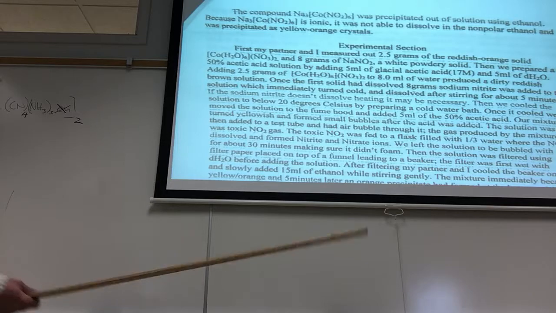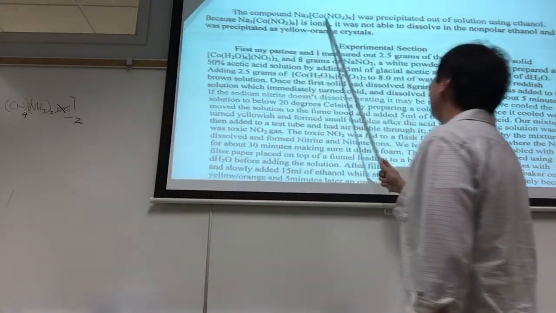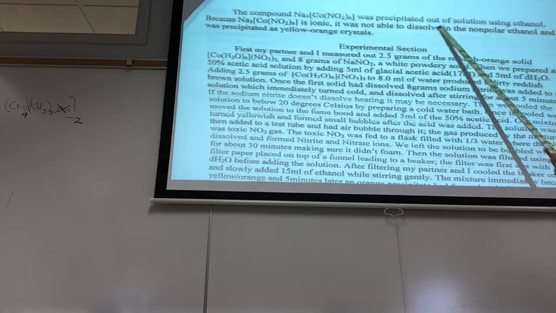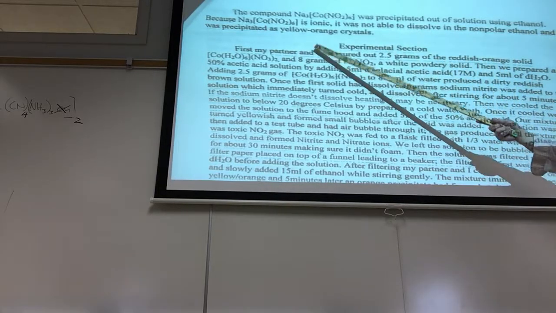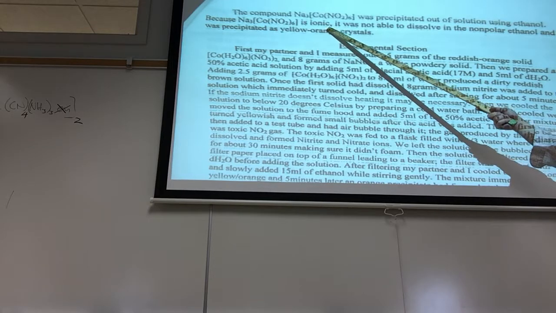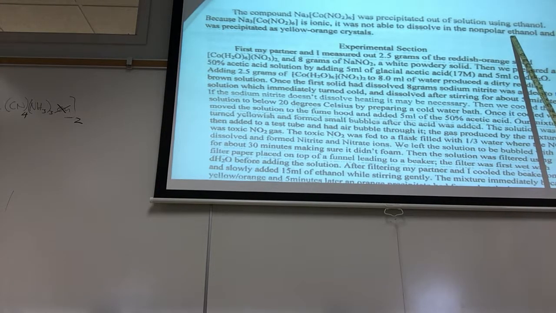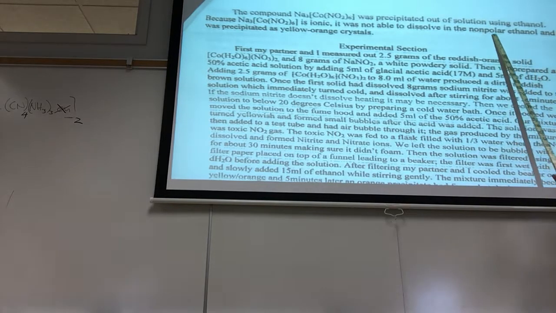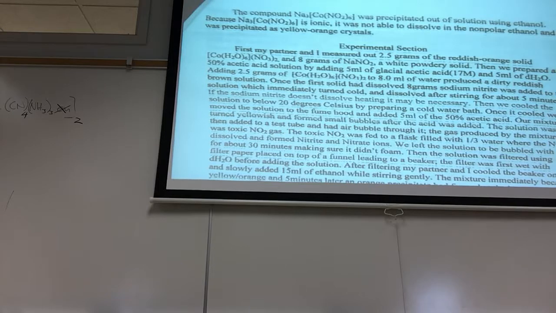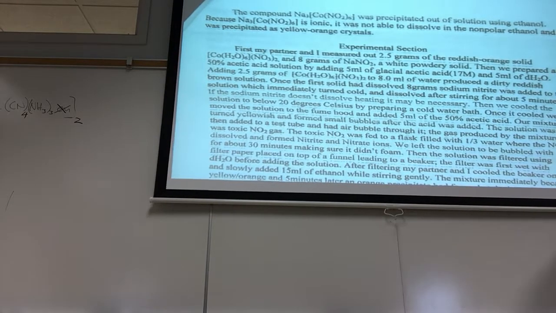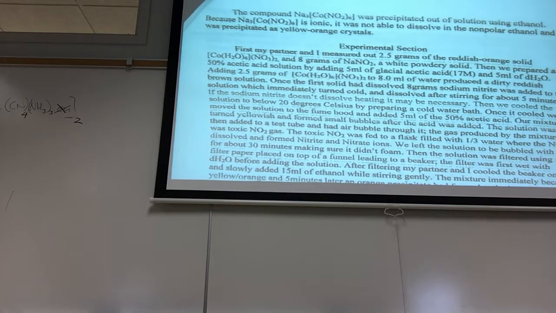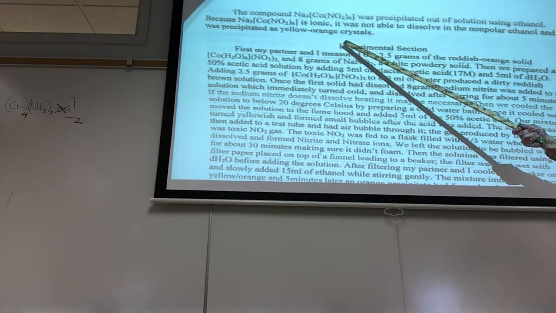This has minor errors and stuff, it's okay. The compound sodium hexanide, this compound was precipitated out of solution using ethanol. Because the complex is ionic, it was not able to dissolve in the ethanol, is ethanol nonpolar? Polar. Ethanol is very polar. It's miscible in water. But ethanol is a strange molecule because one end of it is highly polar, the OH end. The other end is nonpolar, the ethyl part, the CH3CH2 part is nonpolar. So it's kind of a bridge or intermediate. And it was precipitated as yellow-orange crystals.